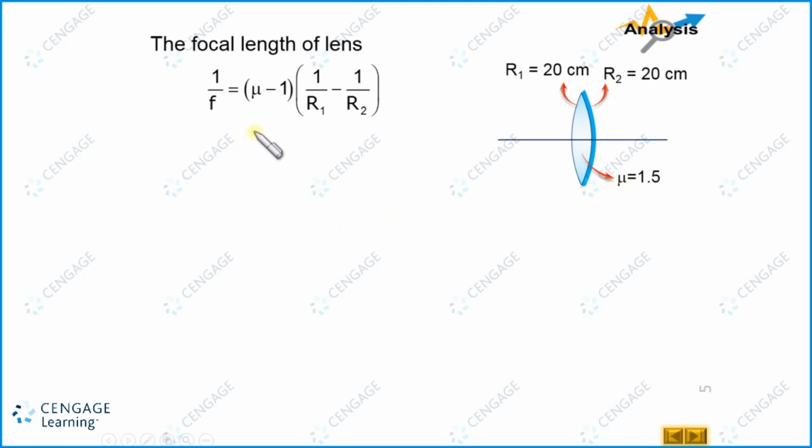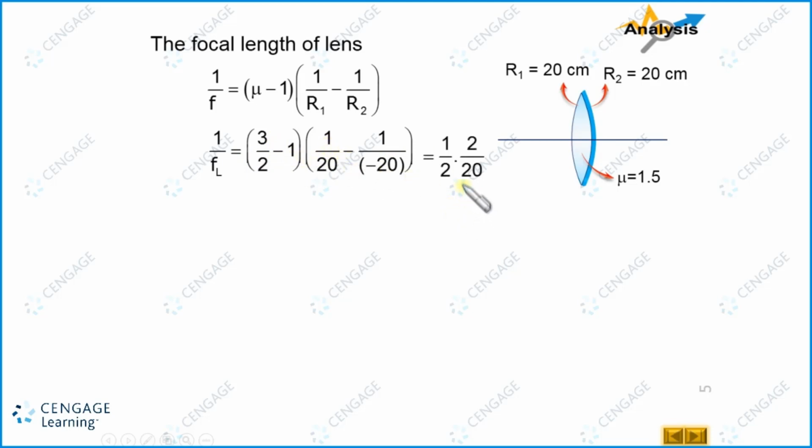So this focal length can be written as 1/fL = 3/2 (1/20 - 1/(-20)). If we calculate this value, this is equal to 1/2 multiplied by 2/20, right? And 2 and 2 get cancelled. This is equal to 1/20. That means the focal length of this lens is 20 centimeter, and we need to convert this focal length to meter because we want to find the power. So divide by 100, that is equal to 1/5 meter, with the positive sign.